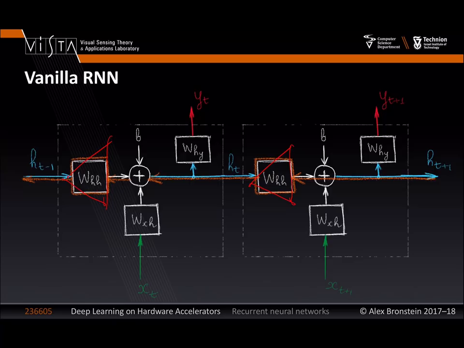So I will show you a way of avoiding this explosion by just creating a path where the gradient flows unamplified backwards in time.